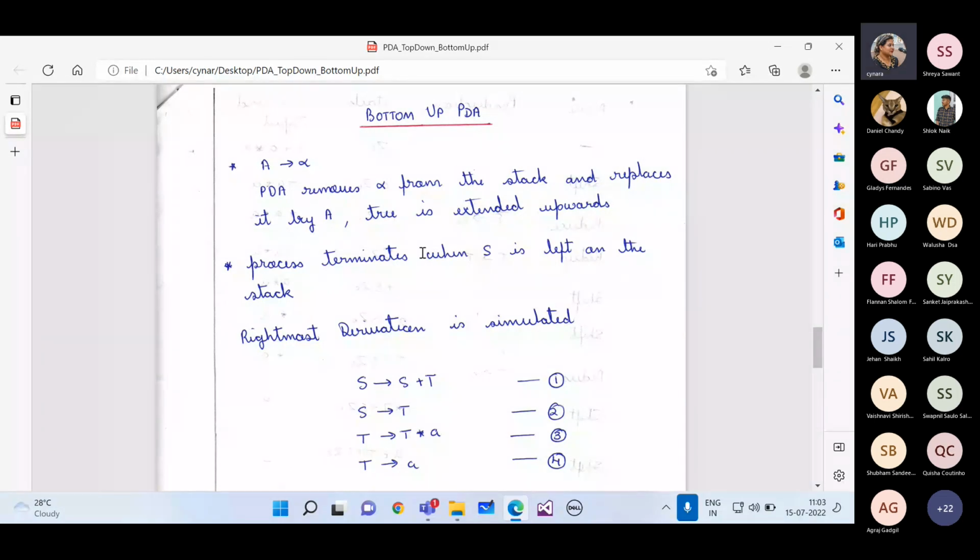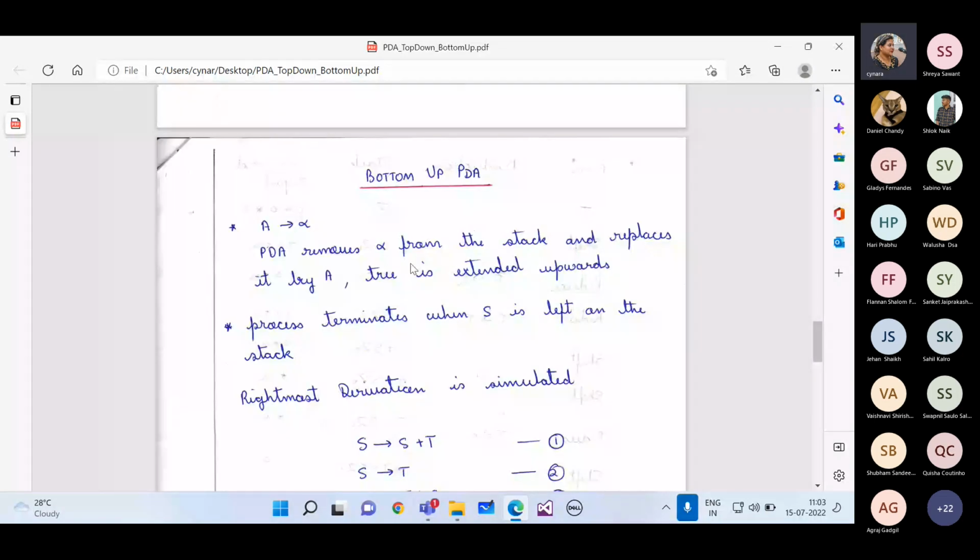Now, for top-down PDA, you'll remember you take a symbol or variable and replace it with the productions on the right-hand side. Now in bottom-up PDA, we will be using the productions and replacing alpha by A. So in bottom-up, you can see that the tree is extended upwards, and in top-down, the tree is extended downwards.